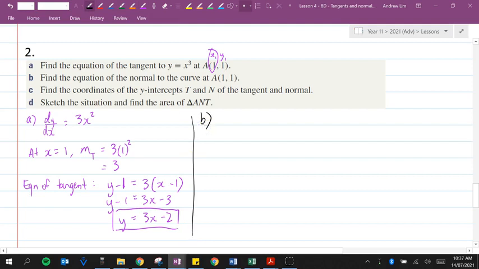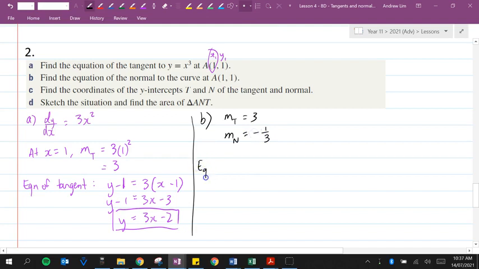Question B, find the equation of the normal to the curve at A, (1, 1). So we've already worked out the equation of the tangent. If the gradient of the tangent is 3, the gradient of the normal is the negative reciprocal. So I'm going to flip it and change the sign.